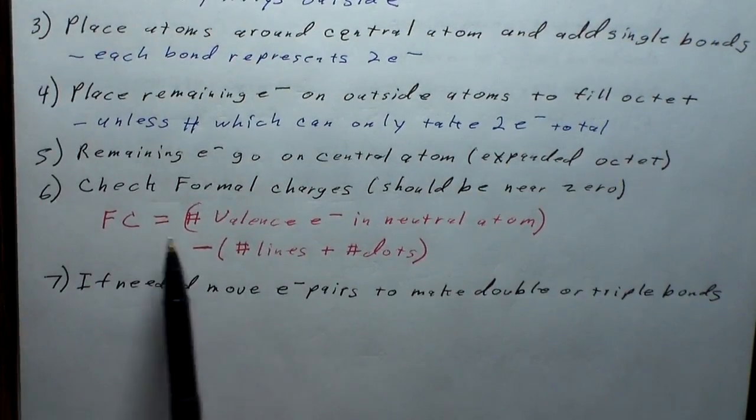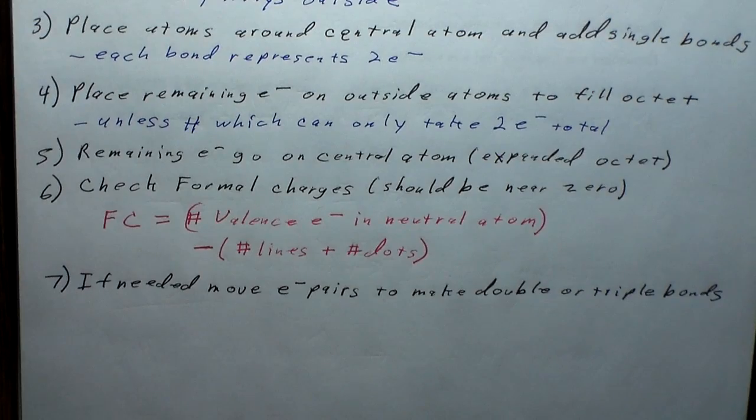So what you're going to do is look at these formal charges here, and then if you have extremely large positive or negative formal charges on the atoms, well, then you can move the electron pairs around to make double or triple bonds. And that's going to reduce your formal charges, and increase the formal charges on the other atoms. And again, we will see examples of this.